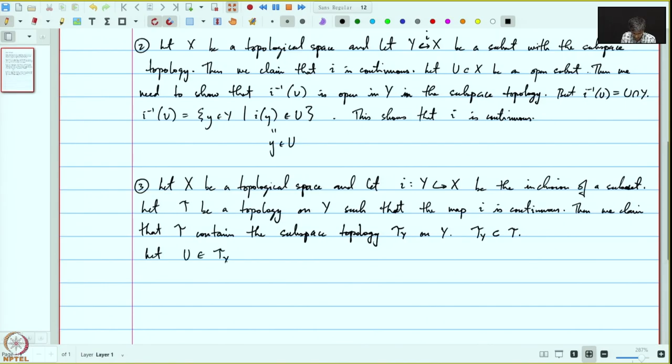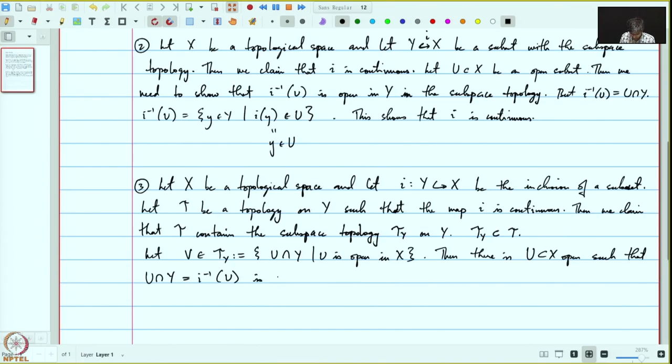Let V be an element of tau sub Y, and recall what the subspace topology was. This is the collection of all U intersection Y, where U is open in X. We are given that the inclusion is continuous when Y is given the topology tau. So what this means is, and we have to show that tau sub Y is contained in tau. So we start with any V in tau sub Y, and then there is U in X open such that U intersection Y, which is precisely equal to i inverse of U, is equal to V.